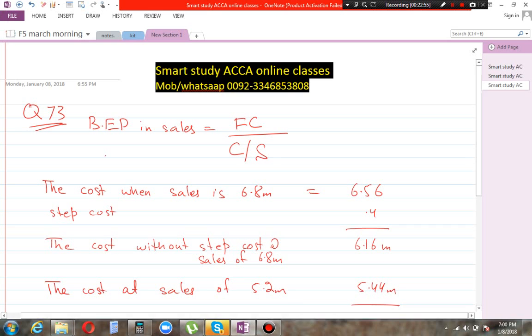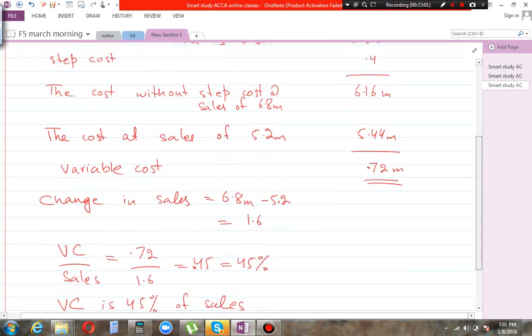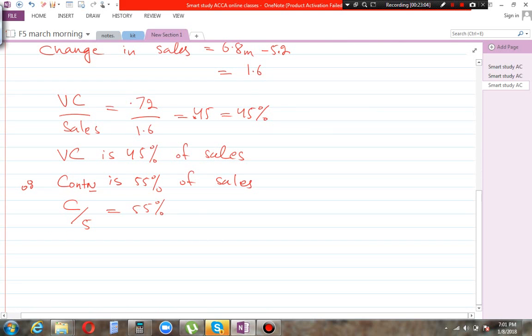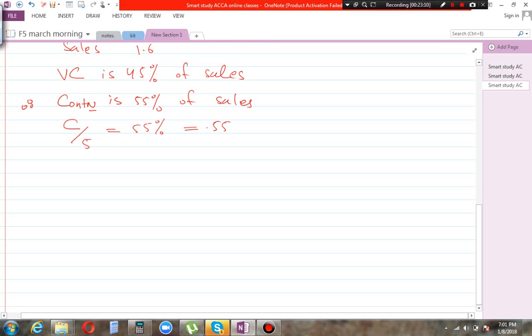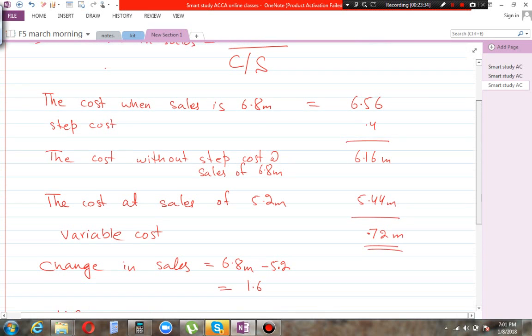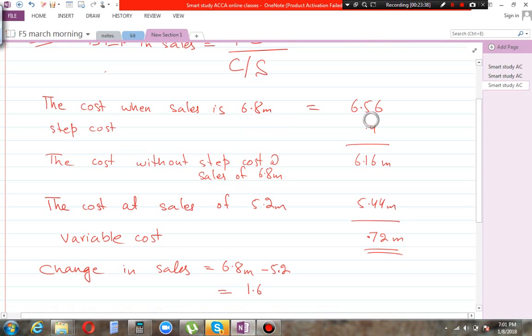The issue here is that we have got two fixed costs. Let's see. So contribution to sales ratio is 55% or 0.55, and now the total cost at sales of 6.8 million is equal to, we have done it over here, the cost when the sales is 6.8 million is 6.56.